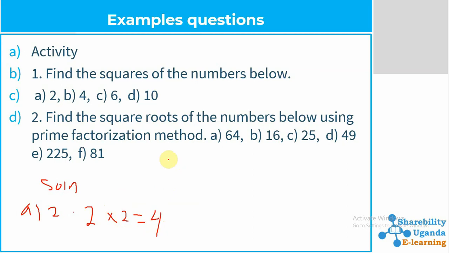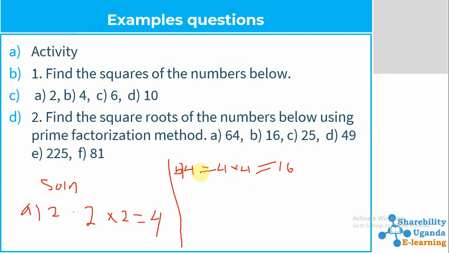Then we also have another number, which is our 4. This is part B. Part B is going to be equal to 4 times 4, and then we come up with 16, which is the answer. So this simply means the square root of 16 is 4.